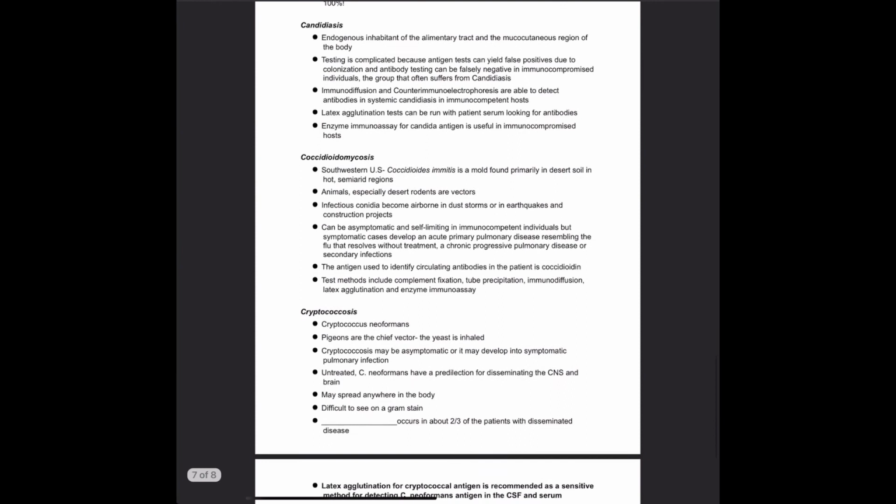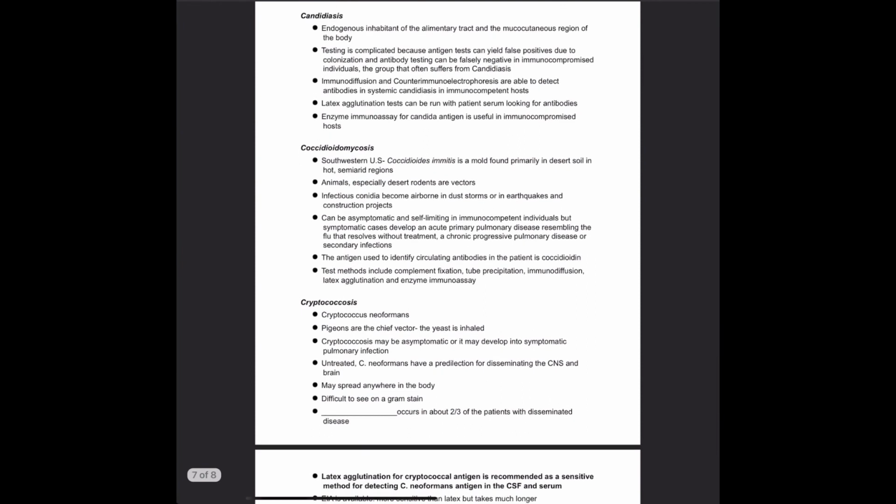Next is candidiasis. This is an endogenous inhabitant of the alimentary tract and the mucocutaneous regions of the body. Testing is complicated because the antigen test can yield false positives due to colonization, and antibody testing can be falsely negative in immunocompromised individuals. Latex agglutination tests can be run with patient serum looking for antibodies, and enzyme immunoassay for Candida antigen is useful in immunocompromised hosts.